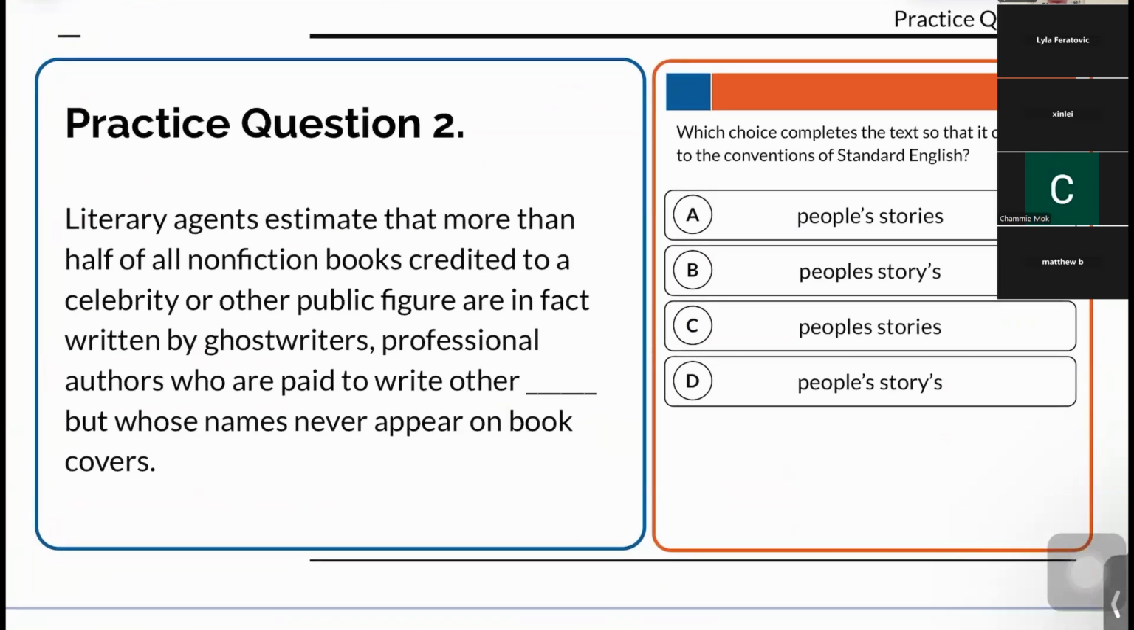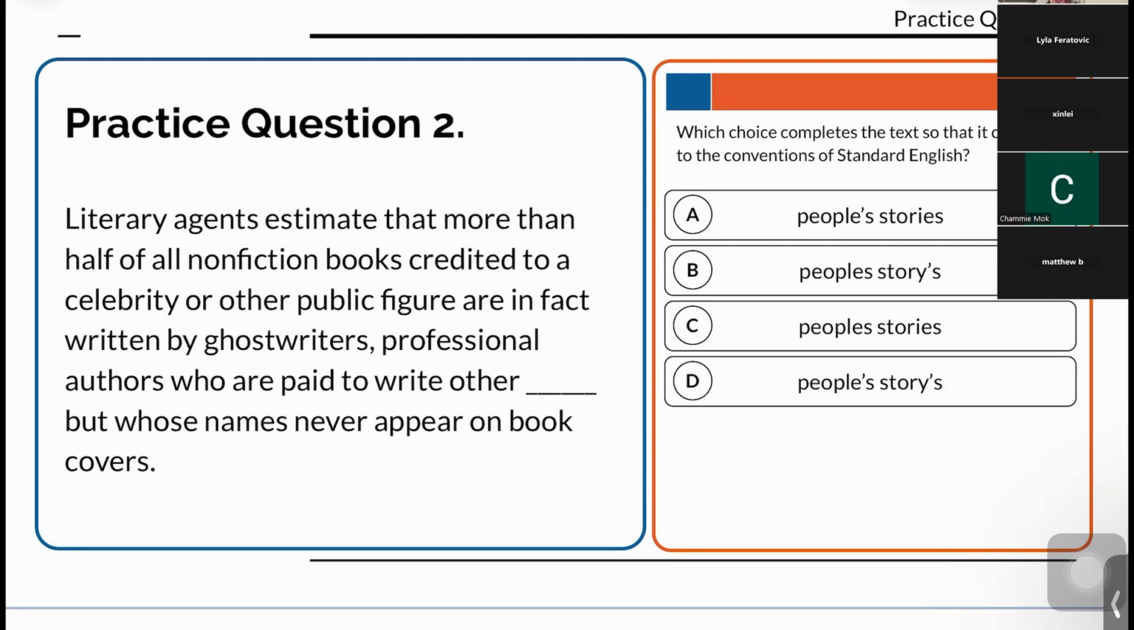This one's a little bit different, but let's put into practice the whole apostrophe situation. So I'm going to read the passage and then we can talk it through. Literate agents estimate that more than half of all nonfiction books credited to a celebrity or other public figures are in fact written by ghostwriters, professional authors who are paid to write other blank, but whose names never appear on book covers. So we have A, people's stories. B, people's story's. C, people stories, no apostrophes. Or D, people's story's.